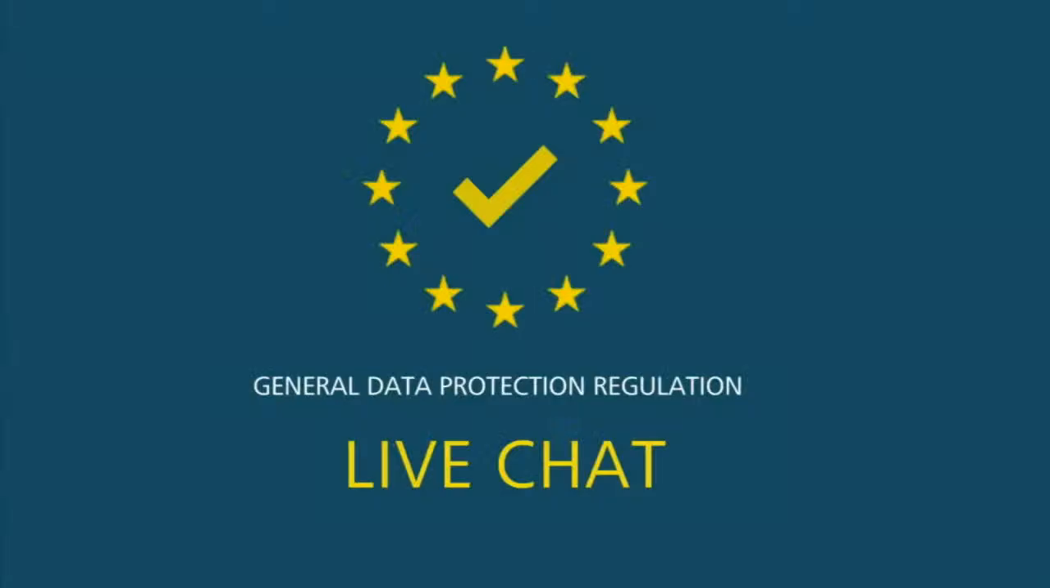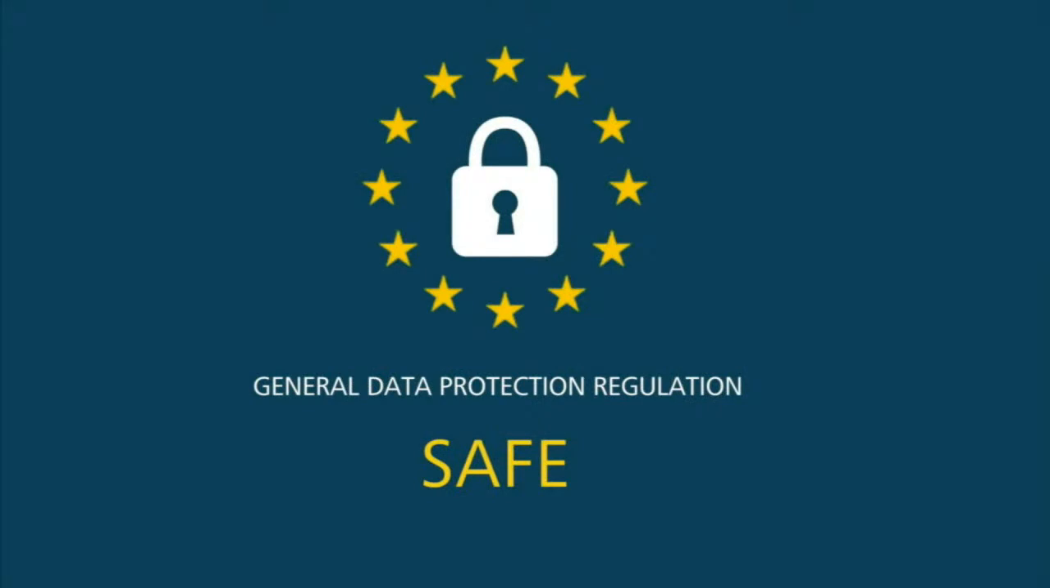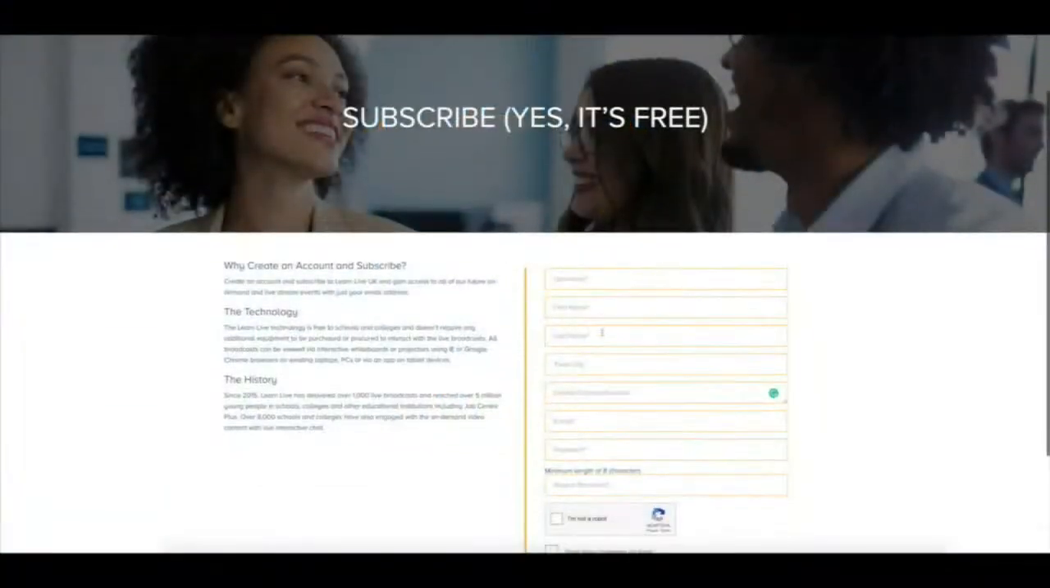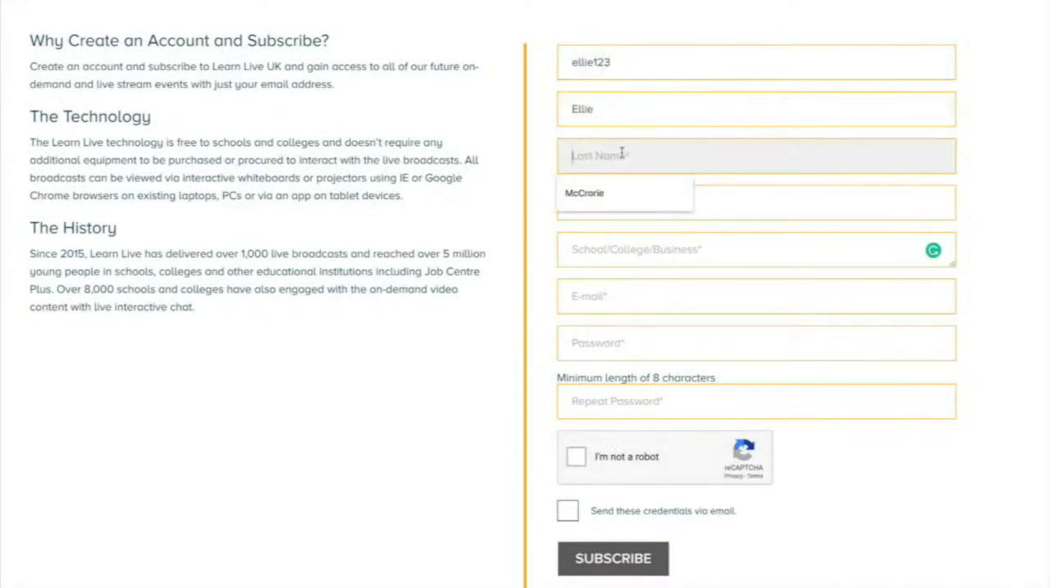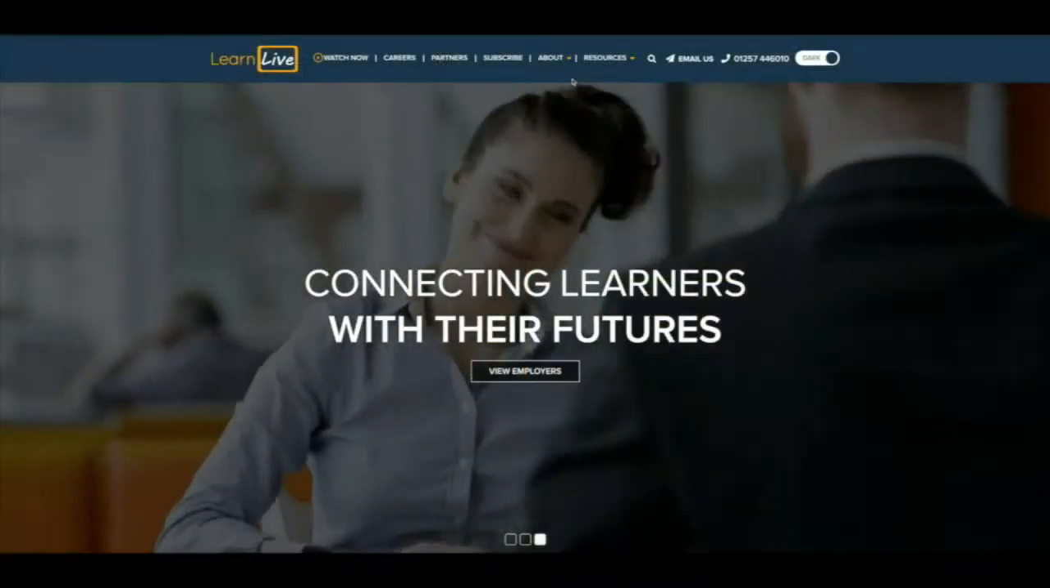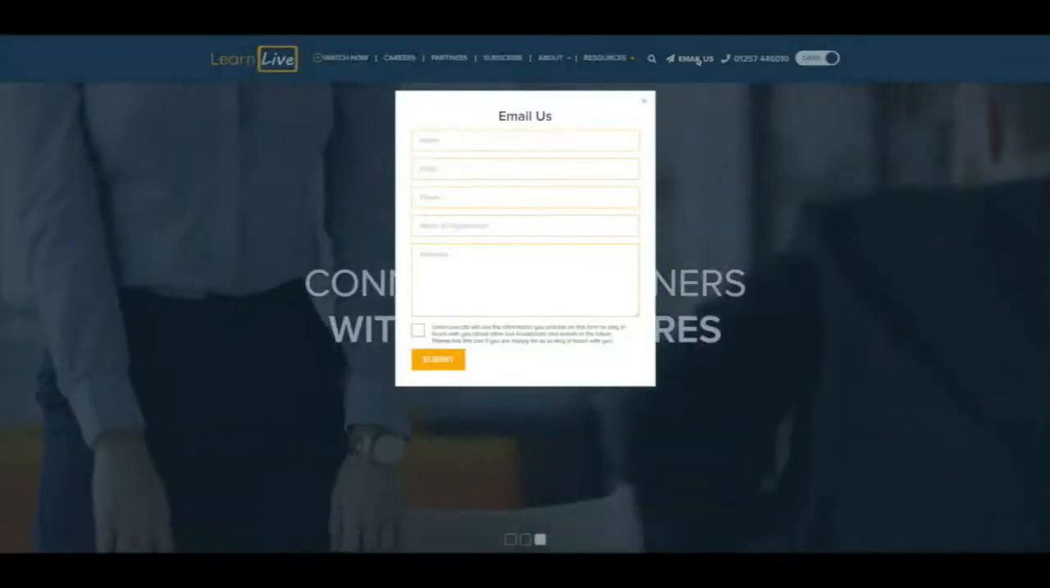Another great thing about the chat facility is that it is GDPR protected, so no information is shared with anyone else. We will protect all email addresses and will never share personal information of the young people. If you have any questions about the chat facility or the Learn Live channel, please use the email us icon at the top of the page.